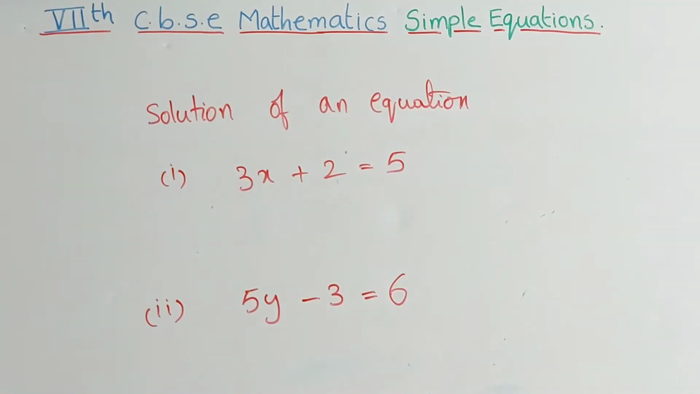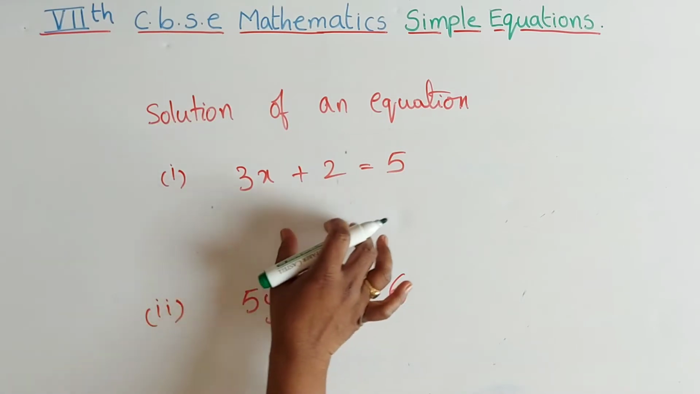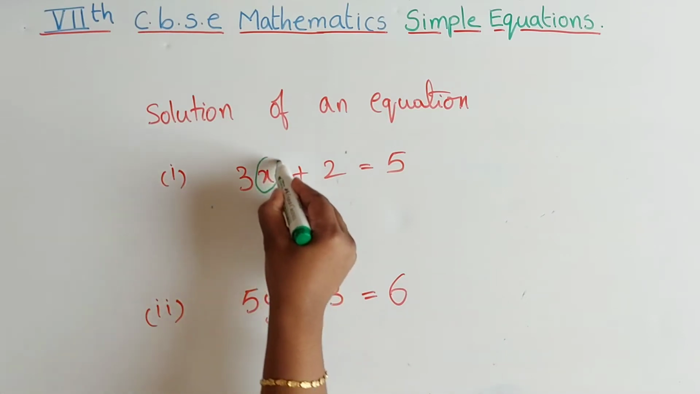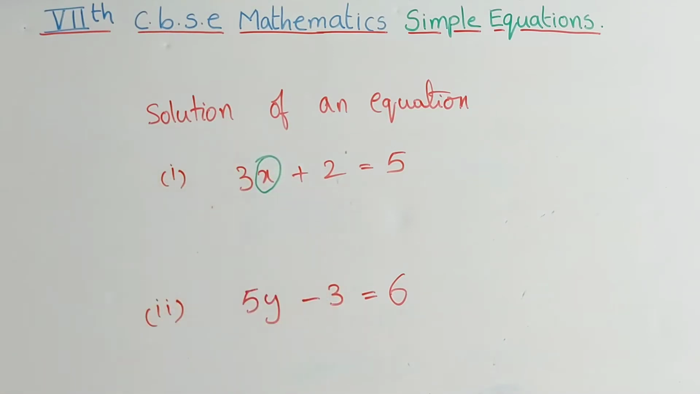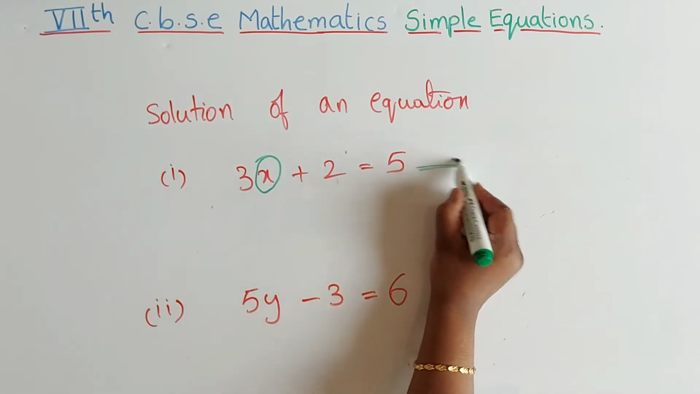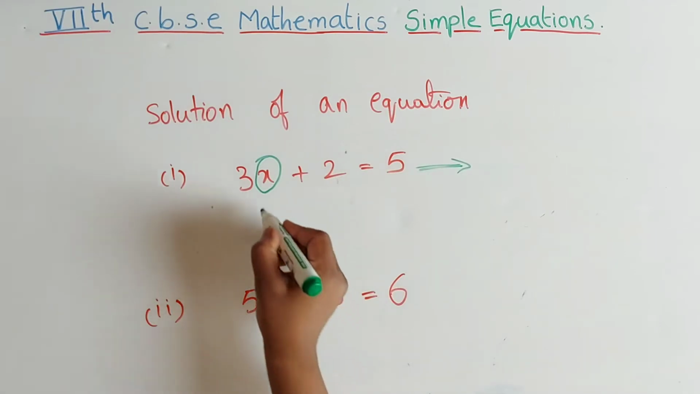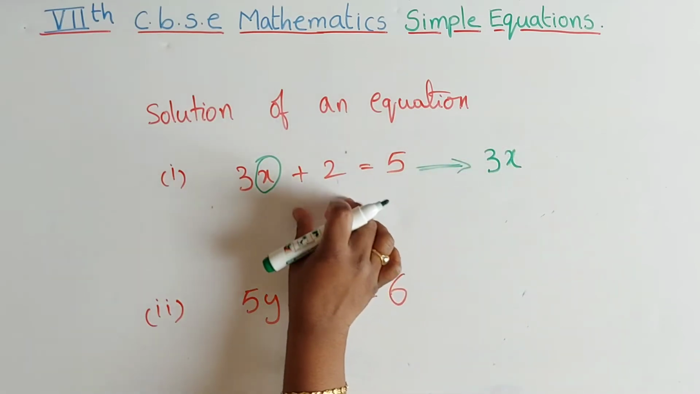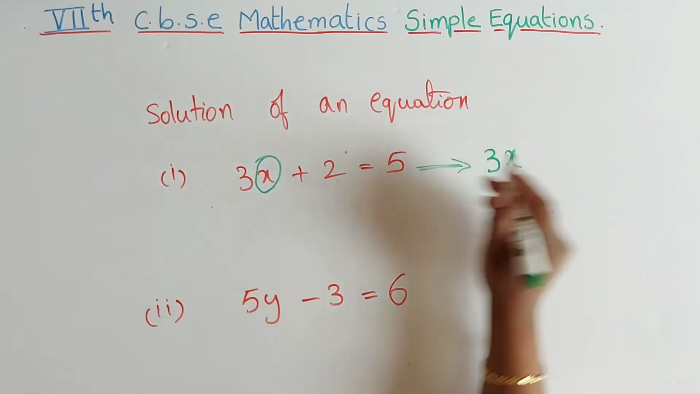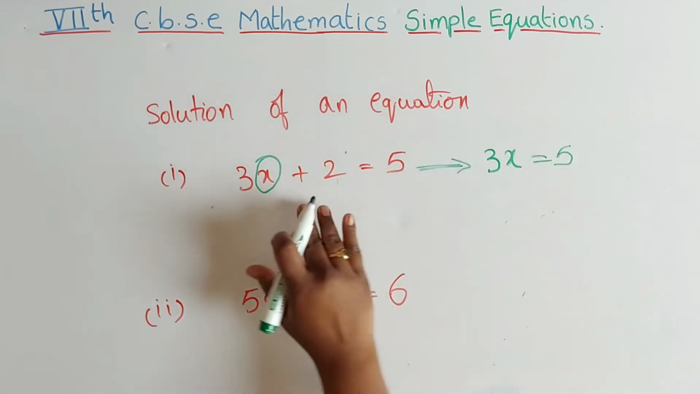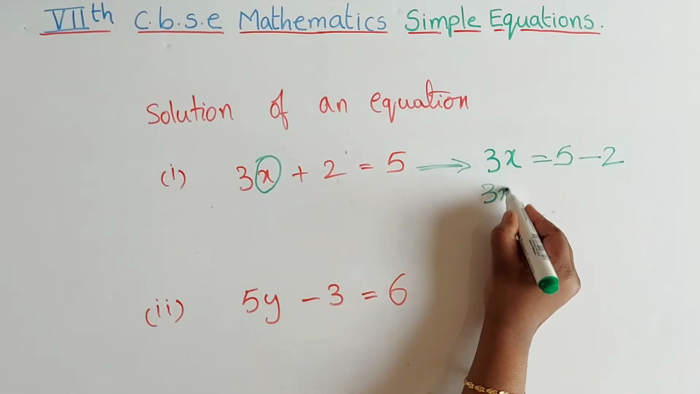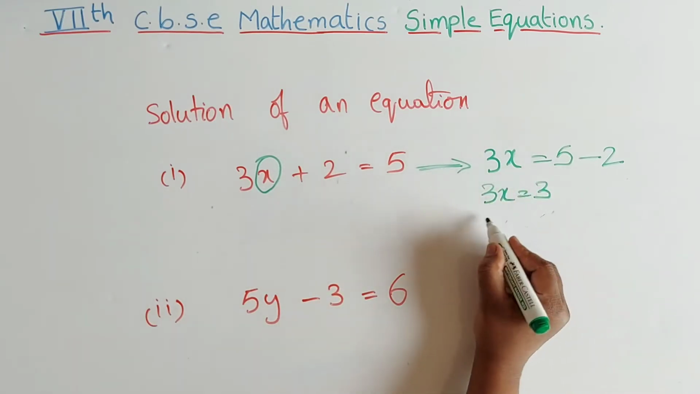How to solve an equation, children? Now see 3x plus 2 equal to 5. This is one equation. Right? Here the variable is x. If you find out the x value, that is a solution of an equation. Correct children? Let us do this one. 3x plus 2 equal to 5. So I want x. That means I'll keep 3x here and I will send plus 2 to the right hand side. That means 3x equal to 5 minus 2, because plus 2 goes to the right hand side as minus 2. Correct children? Now 3x equal to 5 minus 2, which is 3.